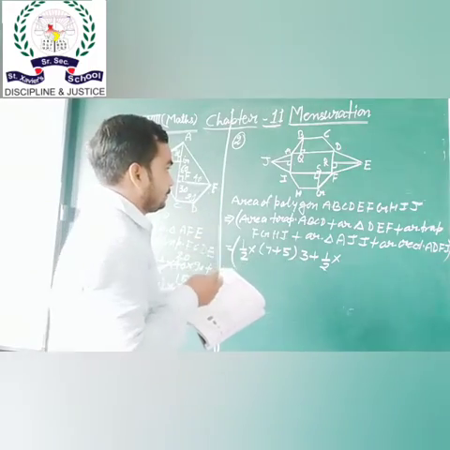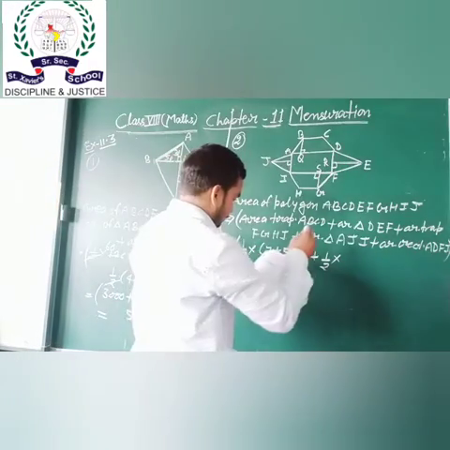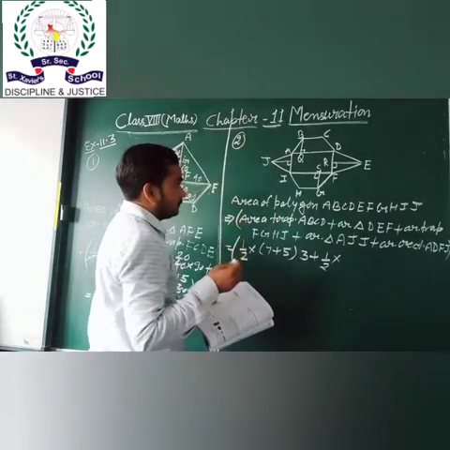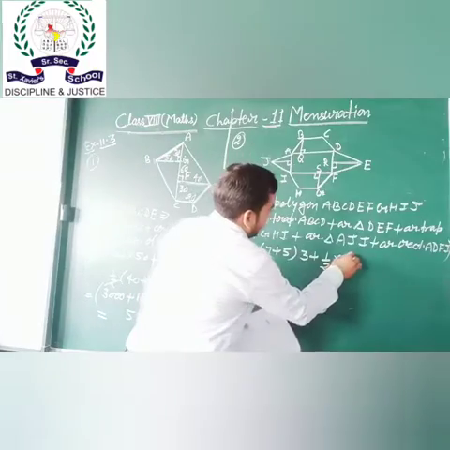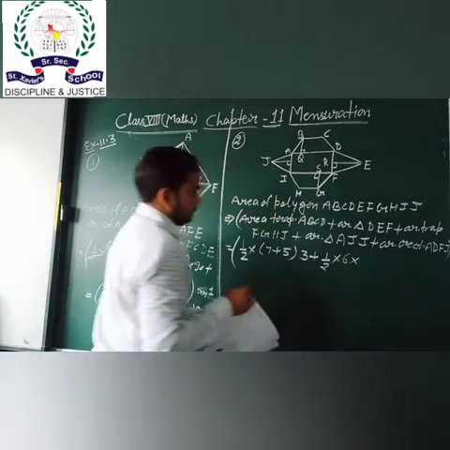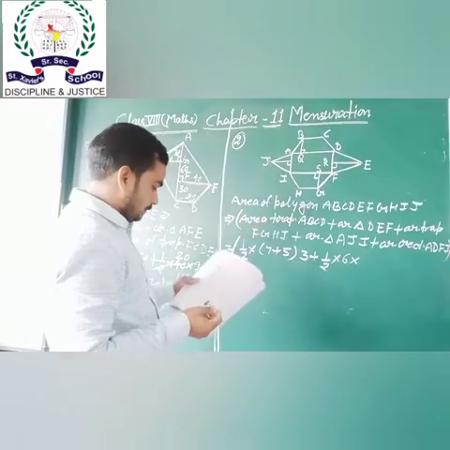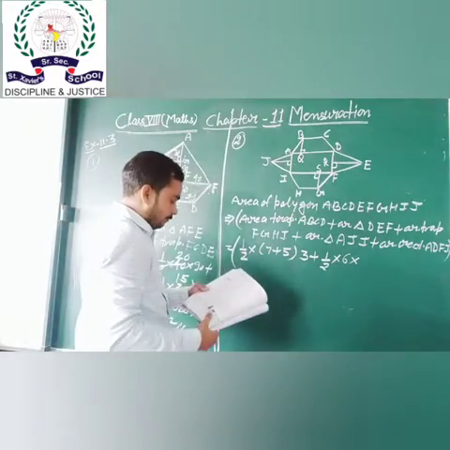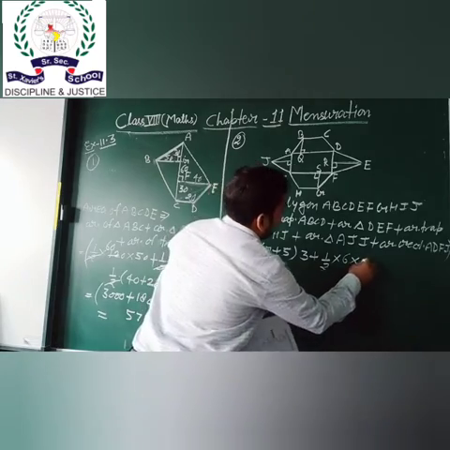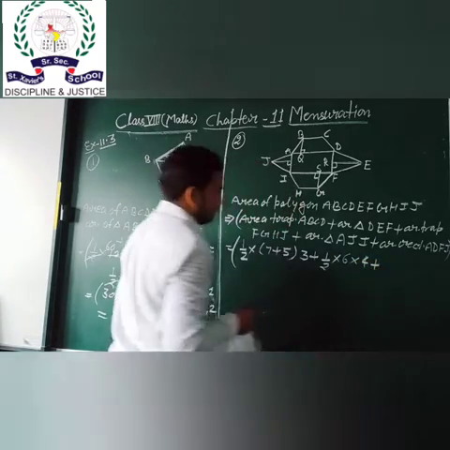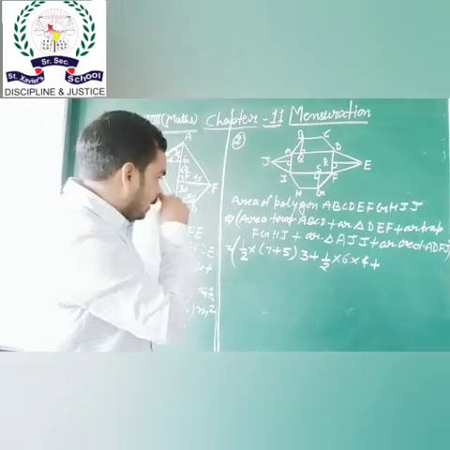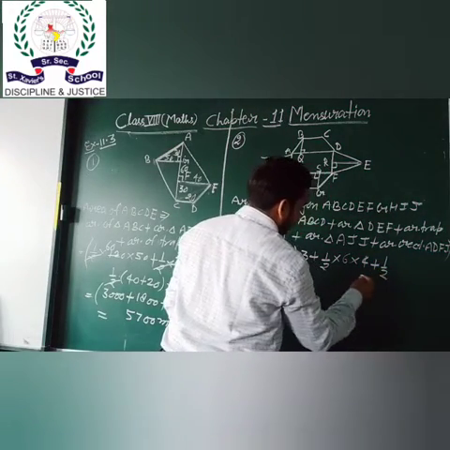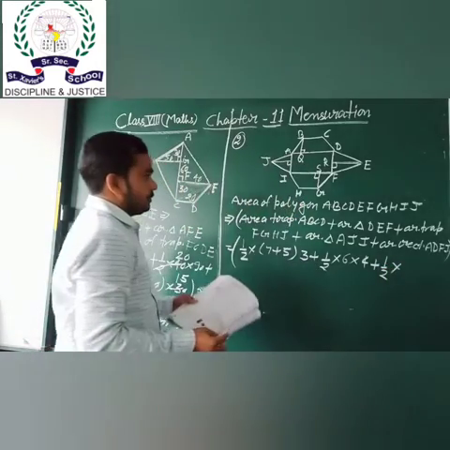AI equals 6. So DF is also equal to 6 because AIFD is the rectangle. So 1/2 into 6 into RE, which equals 4, into 4 plus area of trapezium FGHI plus 1/2 FGHI.